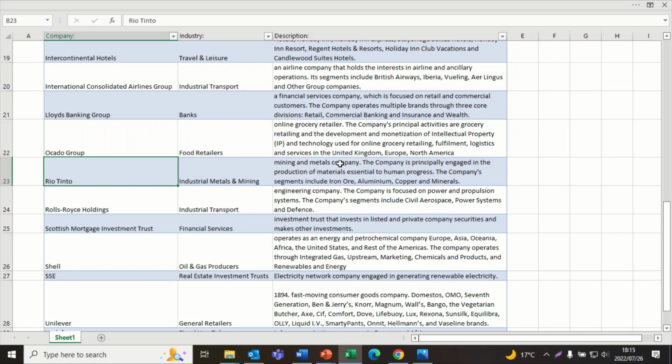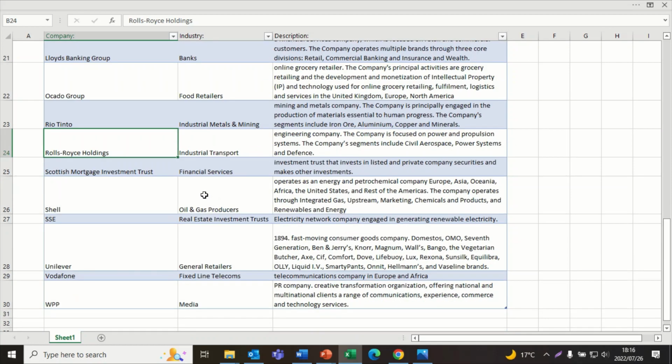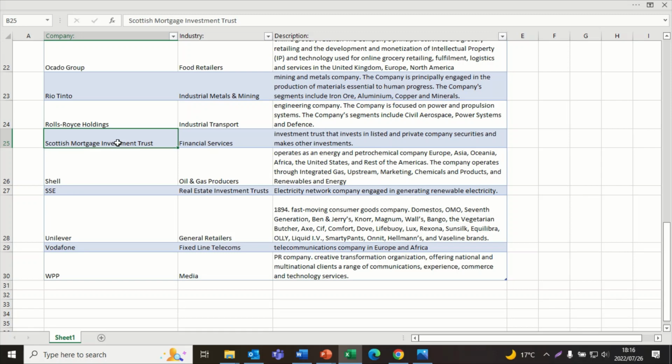Rio Tinto, once again, mining and metals company. Rolls-Royce Holdings, yes, they make the cars, but they're also very big in the engineering industry for aerospace, power systems, and defense, which is the military. Scottish Mortgage Investment Trust. It's an investment trust that invests in listed and private company securities. Then we have Shell, once again, an energy company. SSE, which is an electricity network company engaged in generating renewable electricity.